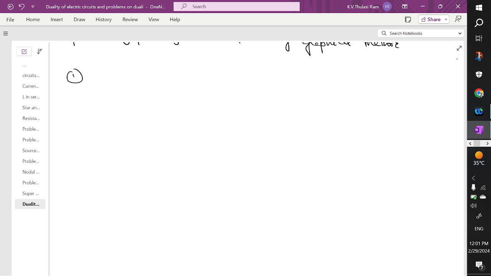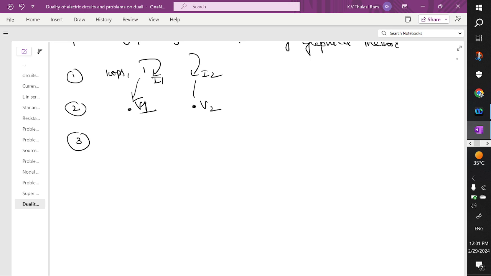So first step is to identify the individual loops. Identify how many loop currents there are, I1 and I2. After identifying the loop currents, replace the loop currents with nodes. For loop I1 place node V1, as node 1. For loop I2 place one more node, V2. Third, with respect to node 1 and node 2, you draw a reference node. This is called 0 volts, the reference node, also called zero potential.